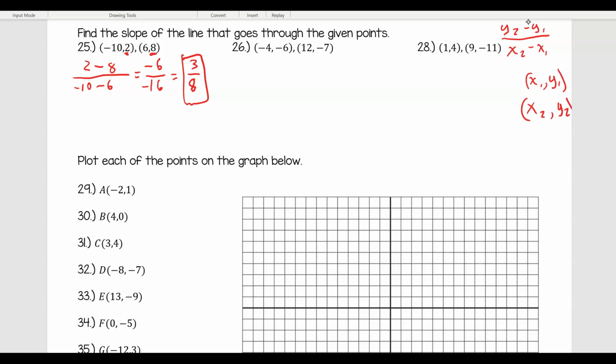So this would be positive 3/8. Right? That line's going to go up 3 and to the right 8 as we move around it. In the next one, let's try this. Take the first y that you see, that's negative 6, minus the other y that you see. But watch out, that other y has a minus sign on it. So it's negative 6 minus negative 7.